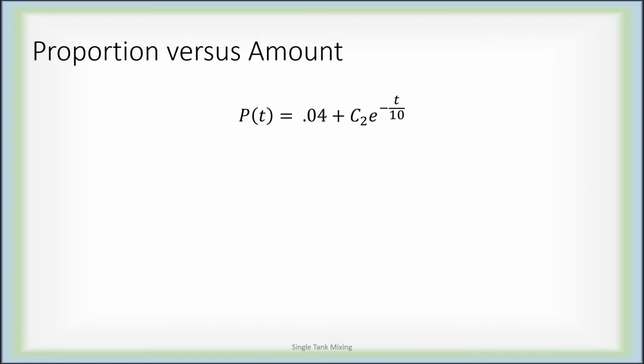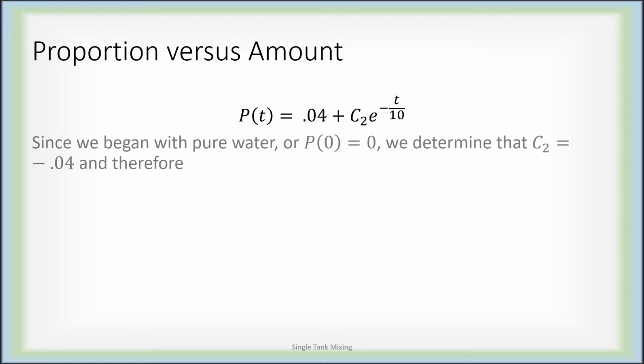So here's our solution. The concentration at time t is 4% plus something times e to the minus t over 10. We had an initial condition in our problem that the concentration at time 0 was 0. We began with pure water. So plugging in t equals 0 will make this just equal to 1, but this will be 0, and we can solve that this constant C2 needs to be negative 0.04. Therefore, we can plug in negative 0.04 for C2, factor out the 0.04, and say the concentration at time t is 4% times 1 minus e to the minus t over 10.